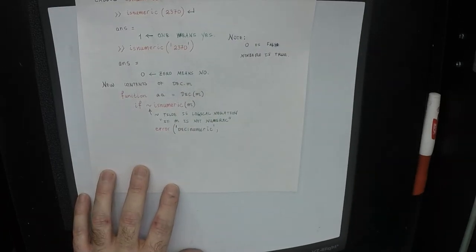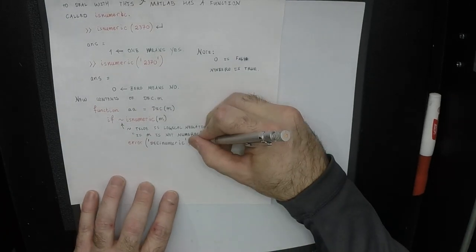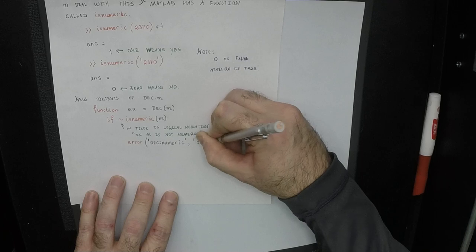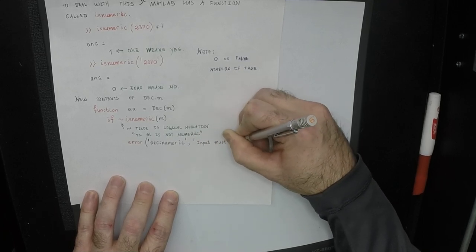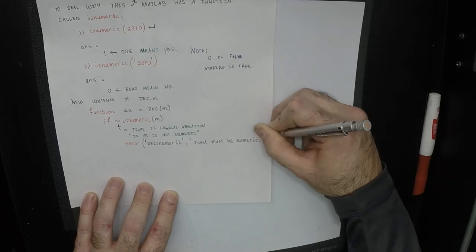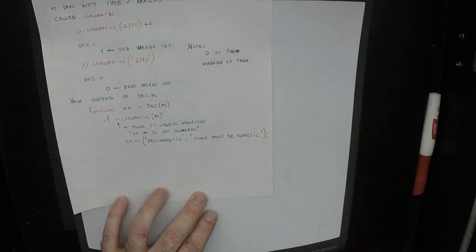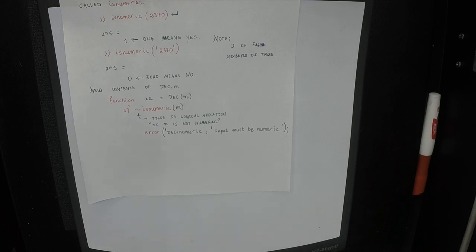Then how do you want to chastise the human being? Okay. How about input must be numeric? So now, assuming we were to go on and successfully write the rest of this function, then from now on, if someone were to evaluate deck with the character string giraffe, it would say input must be numeric. Okay.